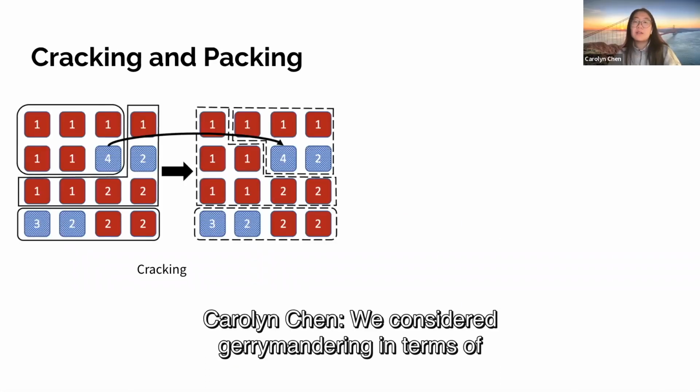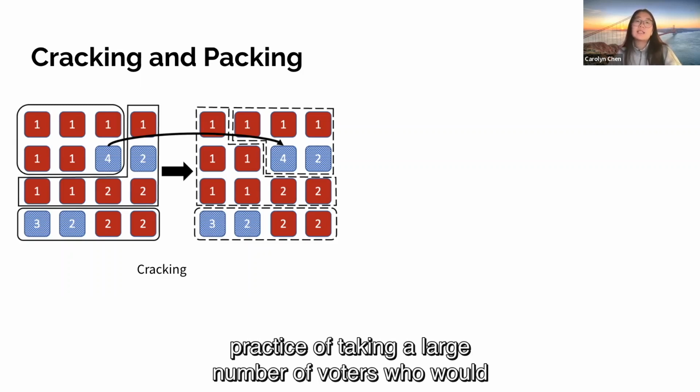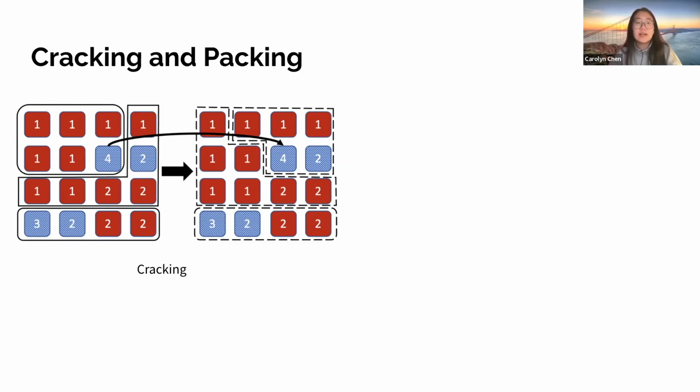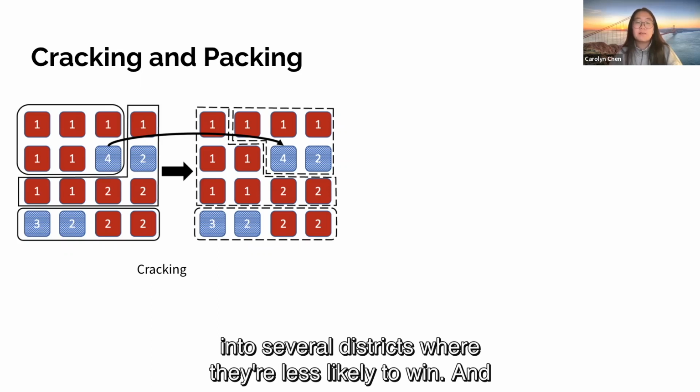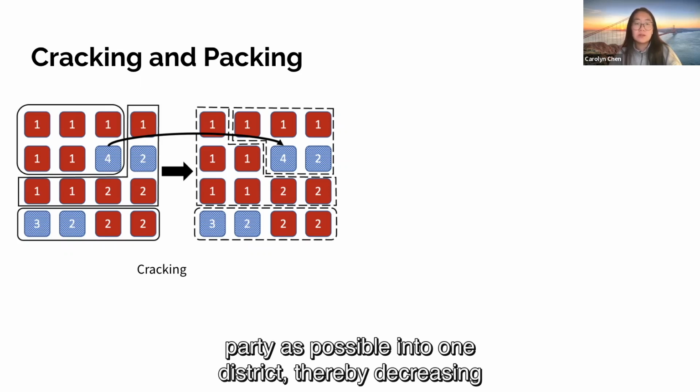So we consider gerrymandering in terms of cracking and packing. Generally speaking, cracking is the practice of taking a large number of voters who would constitute a majority in one district and then dividing them into several districts where they're less likely to win. And packing is attempting to draw as many voters of the opposing party as possible into one district, thereby decreasing that party's ability to win in neighboring districts.